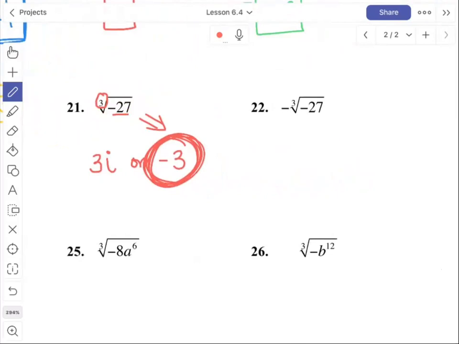All right. Let's see if this last one trips you up a little bit. Negative cube root of -27. Okay, put your answer in for this one in the chat. Ooh, you guys are good.